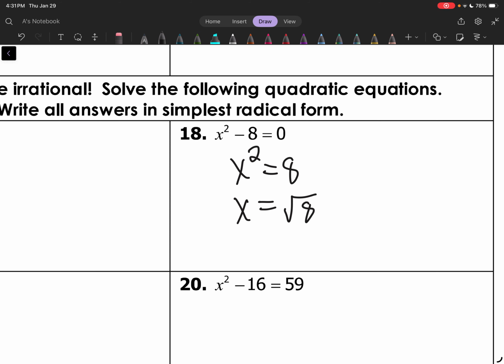8 is not a perfect square. Therefore, I cannot say x is equal to a whole number. Instead, I'm going to simplify this radical. Well, the square root of 8 is square root of 4 times the square root of 2. So x is equal to, square root of 4 is 2, times the square root of 2. There's my solution.